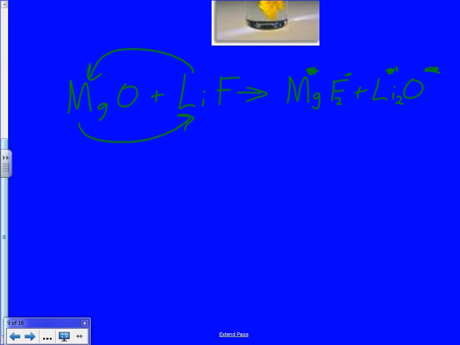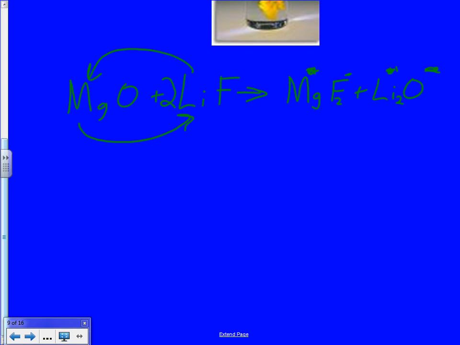Now I got to balance the whole reaction, because right now I've only got 1 fluorine over here, but I've got 2 over there. Okay, and I can't magically create stuff. So if I got 2 fluorines over here, I'm going to put a 2 right here. Okay, that gives me 2 fluorines on both sides.